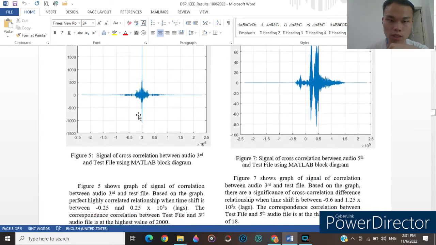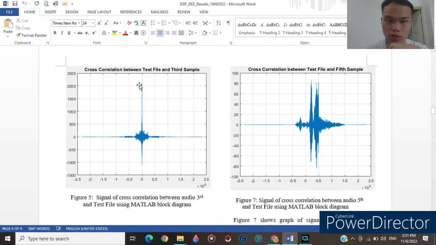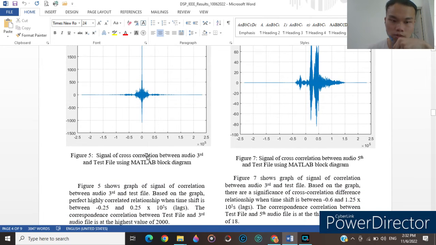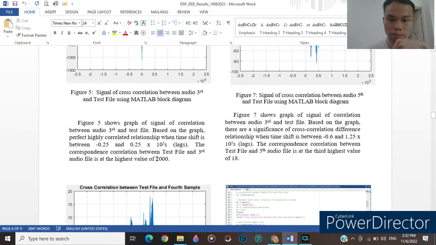Okay, so for the third, recorded at 2000 something, which is the highest, and it can be said it's almost identical to the test file, where the musical notes of the instruments using cross correlation actually matched with the test file. So the third sample file is the matching one. It can be said it's a perfect, highly correlated relationship between these two audio files.